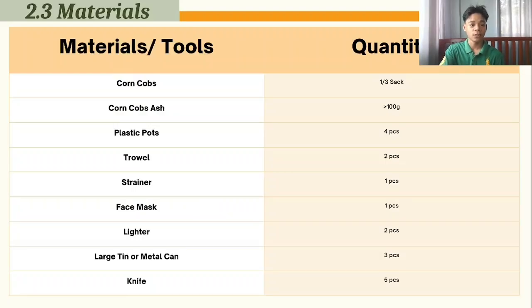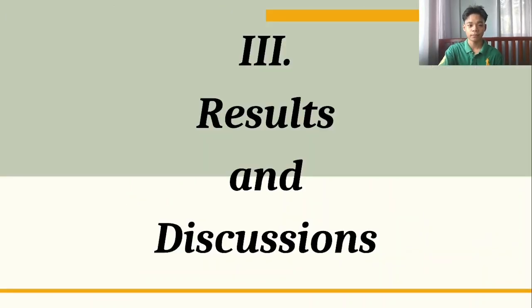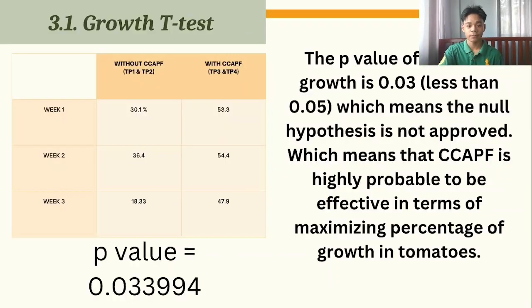On our materials: corn cobs ash, plastic pots, trowel, strainer, face mask, lighter, large tin or metal can, and knife. Here shows the corn cobs ash and the tomato plant preparation. And next is our results and discussion.